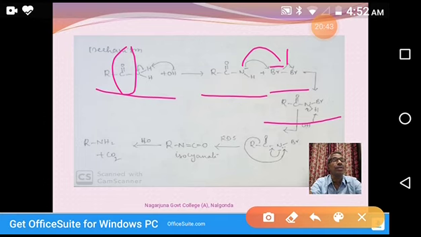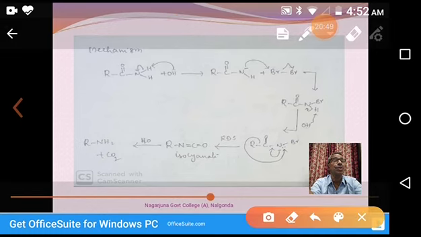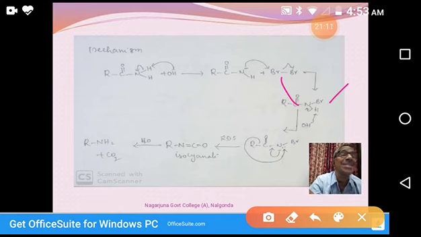In this N-bromoamide there is one acidic hydrogen on nitrogen. It is more acidic. Why? Because in the previous case, the hydrogen is linked only to the carbonyl group. Here, the hydrogen is linked to the carbonyl group as well as bromine. These two are electron withdrawing. Due to this electron withdrawing nature, this hydrogen becomes more acidic.